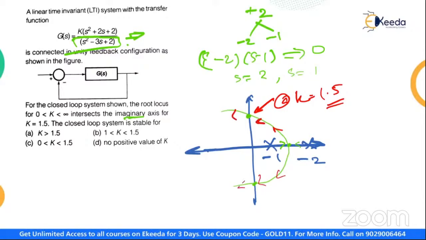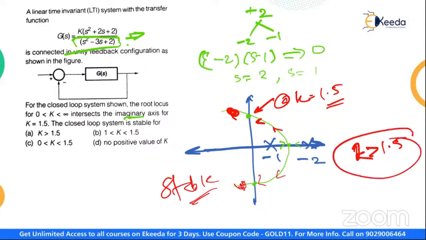The moment the poles enter this area, which is nothing but the left half of the S plane, they'll become stable, or not? Yes, sir. The moment they reach the left half of S plane, they will become stable. So the value of k for which the system will be stable should be what? K greater than 1.5. The moment k becomes greater than 1.5, my poles will be lying somewhere here in the left half of S plane, because of which my system will become stable.